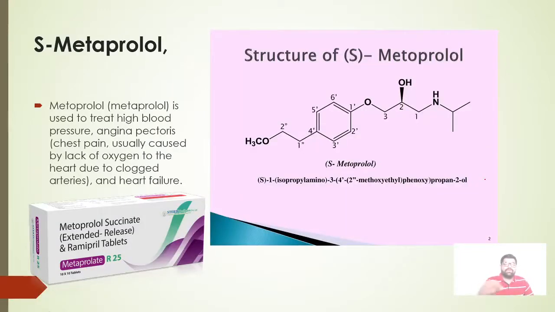Okay, so our next molecule is metoprolol. Already we discussed propranolol, which is a similar kind of molecule. Metoprolol is used to treat high blood pressure or angina pectoris. Angina pectoris is a chest pain usually caused by the lack of oxygen to the heart due to clogged arteries. So this molecule helps with high blood pressure as well as avoiding heart failure or heart attack. You can see the structure over here. The structure is very simple, only one phenyl ring is there. So now let's see the synthesis.